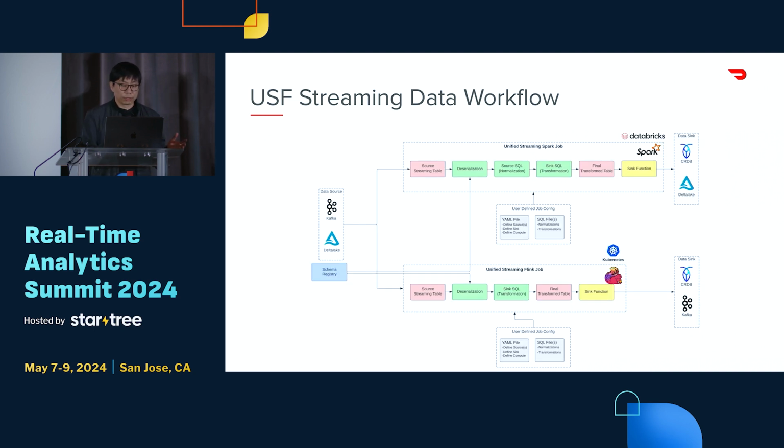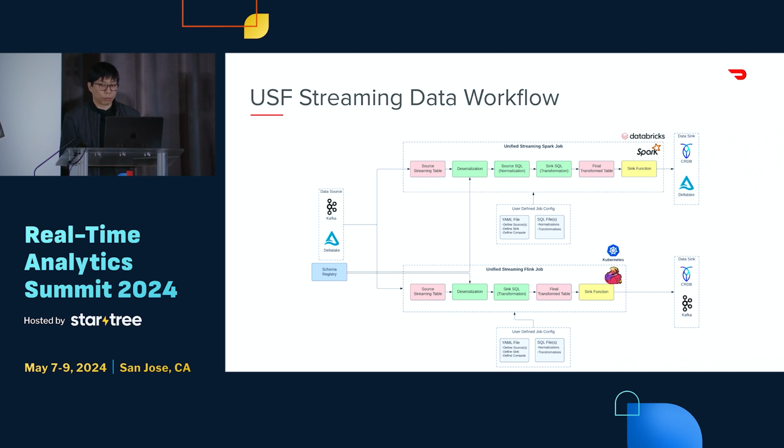So this is basically the workflow of how the Unified Streaming Framework works. Whatever user wants to onboard, they just need to define the job. Basically, they write a YAML file. We also have a UI to create this YAML file as well. So you define what your source is, like your Kafka source or Delta source, and then you define what the output is, and you can also define the compute resources, like how much memory, how many CPUs, how many pods you want.